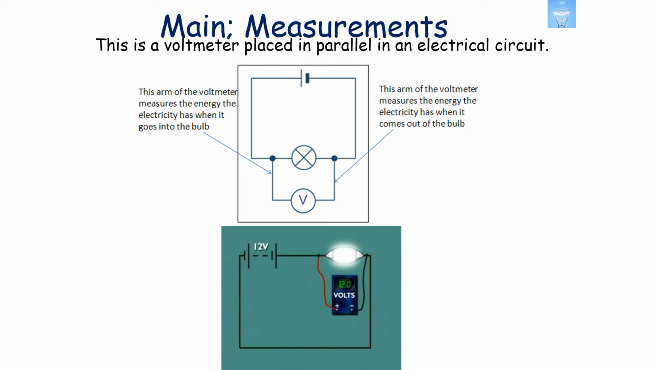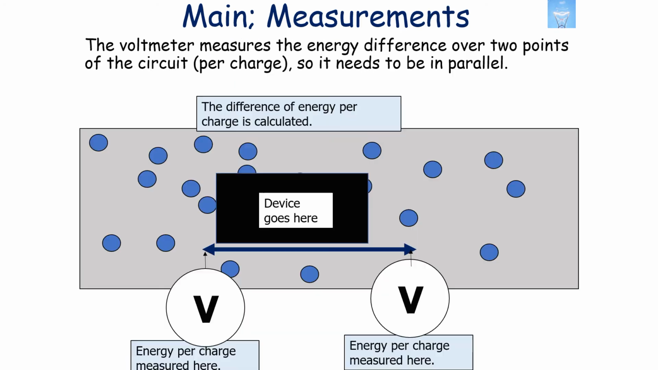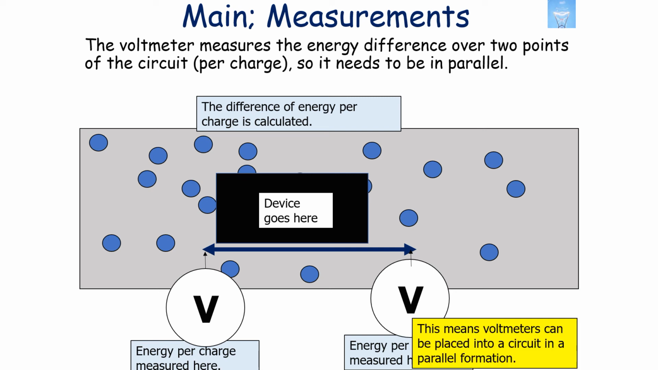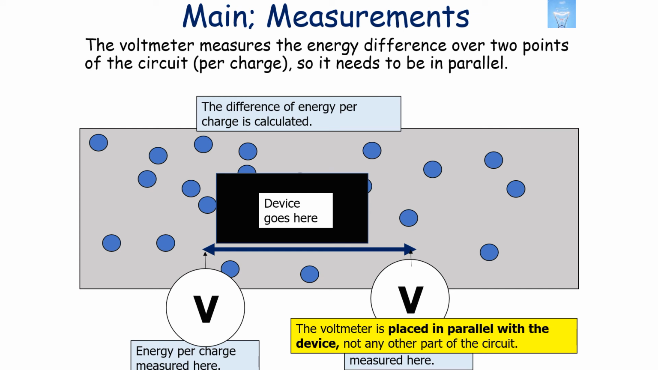Now, a voltmeter is placed in parallel in an electrical circuit, as shown in this particular circuit diagram. Now the voltmeter measures the energy difference over two points of the circuit per charge, so it needs to be in parallel because it's measuring the difference of energy before the device and after the device per charge. This means voltmeters need to be placed in a parallel formation, and the voltmeter is placed in parallel with the device, not any other part of the circuit. So if you were measuring the potential difference of a battery, the voltmeter needs to be in parallel with the battery, not any other part of the circuit.